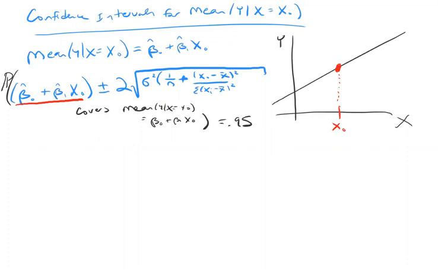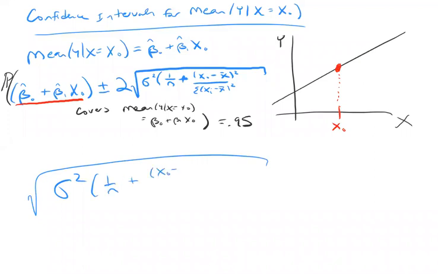Now I want to actually look at this and try to understand the different parts of it. So what are the components? Let me write it down bigger so we can see it. So we've got a square root of this whole thing, sigma squared times 1 over n plus x naught minus x bar squared over the sum of the xi's minus x bar squared.